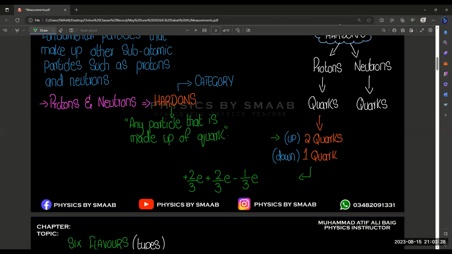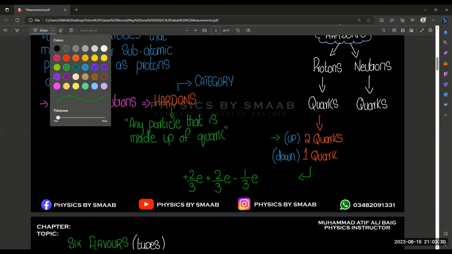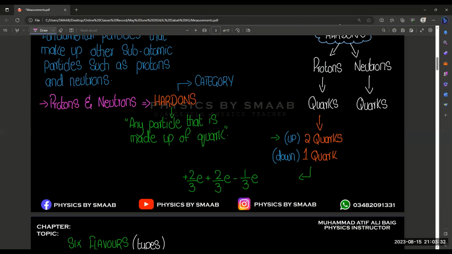Plus 2 over 3 plus 2 over 3 will give you plus 4 over 3, and then minus 1 over 3. So you're going to get 3 over 3, so that's going to be 1. And that is the positive 1e, because the sign is very much important, since we are talking about antiparticles also.